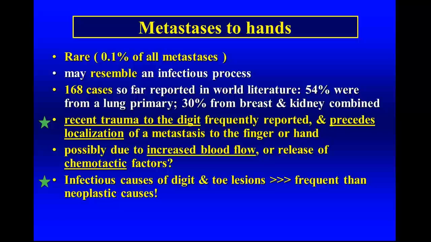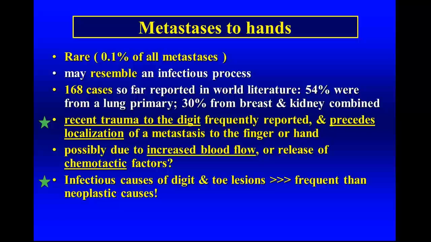Metastases to hands do occur. So with the ID fellow that was with us at the time, we published a paper, Dr. Green and I, we love to publish. And you guys are tremendous, because you're eager, and you know everybody benefits, because then we can use it for teaching. We found, with the help of that fellow, that metastases to hands are rare. That was a full review. 0.1% of all metastases go to the hands. It may more commonly resemble an infectious process. He looked and saw 168 cases in the world literature. In many of them, recent trauma to the digit was very frequently reported. And we couldn't understand why.